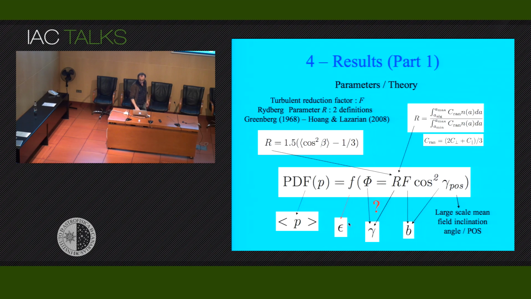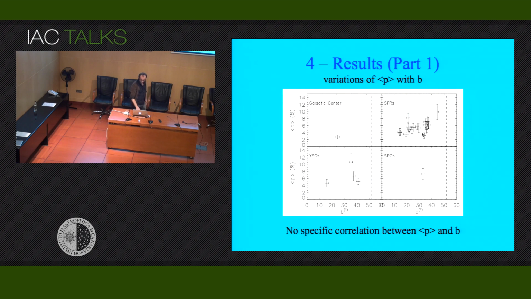And so we see that this parameter P is a function of all the parameters inside this equation. So basically the capability to align grains efficiently or not, the structure of the magnetic field, and the injection of turbulence in the medium. So we are not expecting necessarily that we will find correlation between the mean degree of polarization, the depolarization parameter, and the turbulent parameter. So we've checked this, and I will focus on this plot because that's where we have the largest statistic. And we effectively don't find any correlation between P, the mean degree of polarization, and the parameter B, which translates the level of turbulence as seen from the point of view of polarimetry.